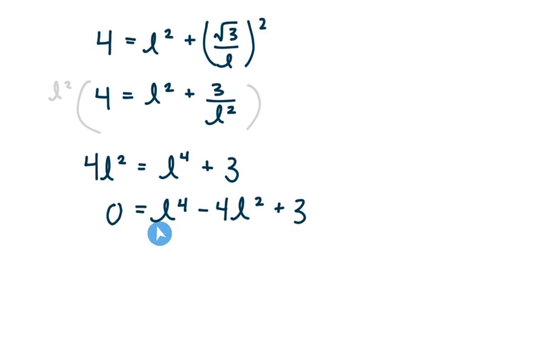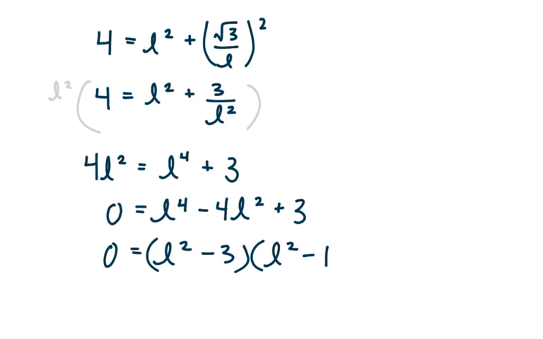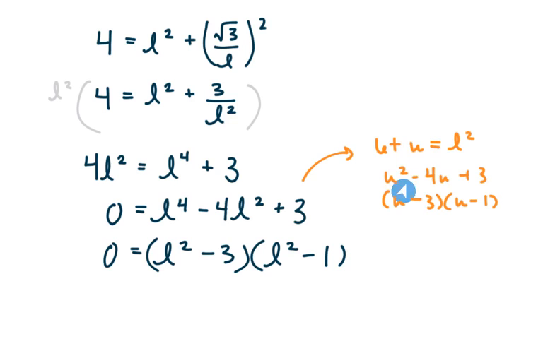At this point, we look to try and factor this or use a U substitution. I'm going to go ahead and factor it. This is the same as saying L squared minus 3 times L squared minus 1. So if it's easier for you to use a U substitution, feel free to do that. I wrote my logic out for how I do that. So we set U equal to L squared. So L squared squared, that's U squared minus 4U plus 3. It's easier for us to factor that. And then we would put that L squared back in, which brings us right back to where we are.